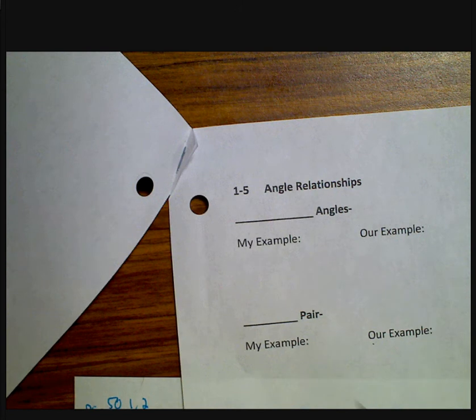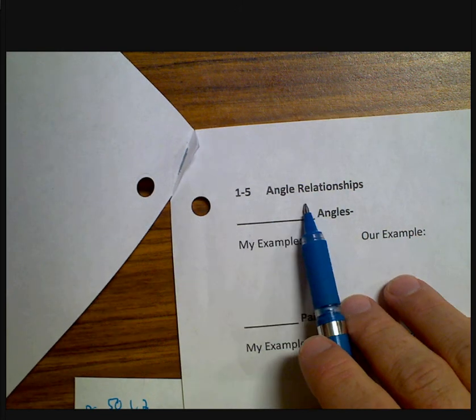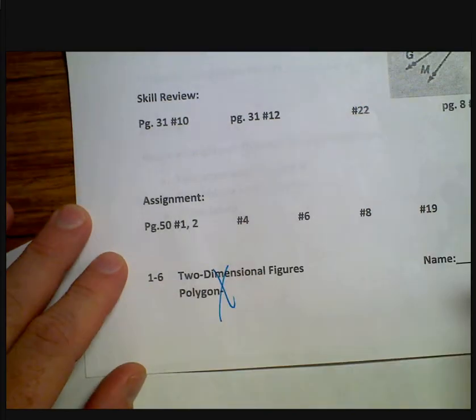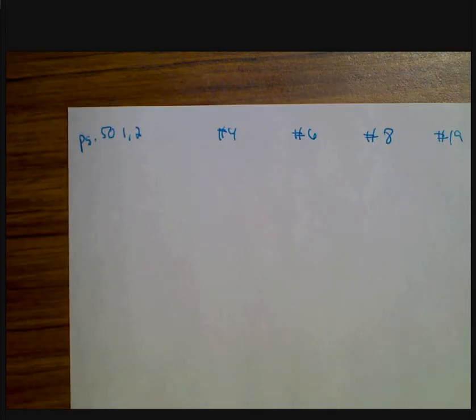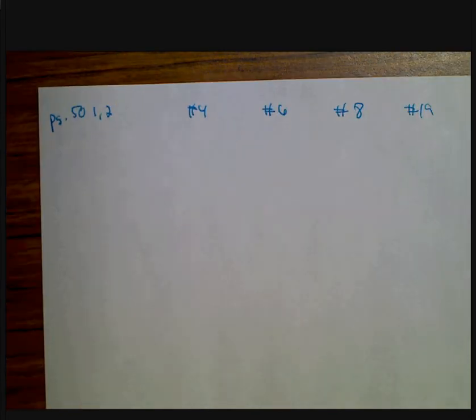Okay, we are on 1-5 angle relationships. If you look at the bottom, this printed off wrong. This should not have been here and this should not have been here. So if you don't have enough space, go ahead and put it on the back of the paper. So, page 50, number 1.